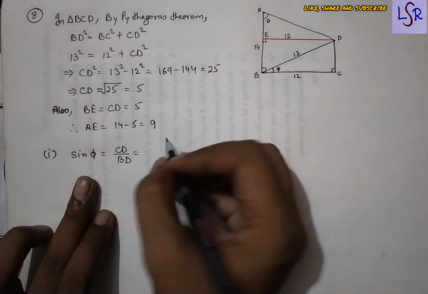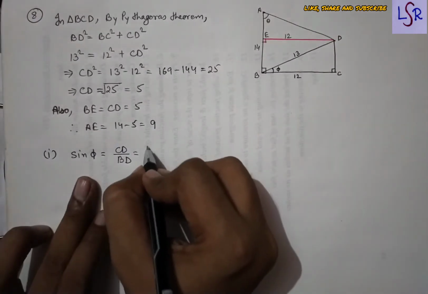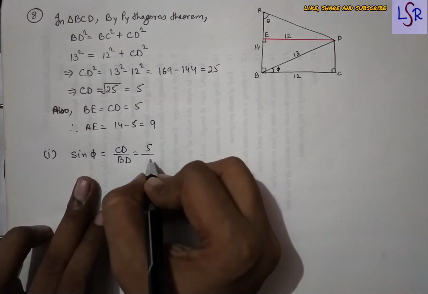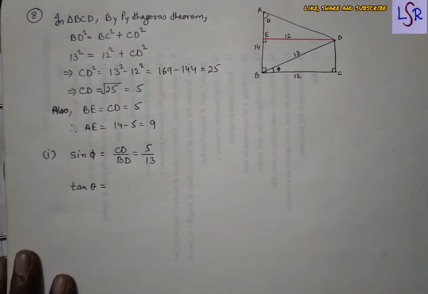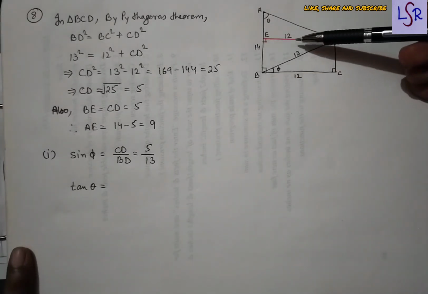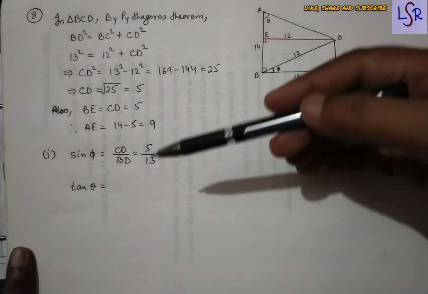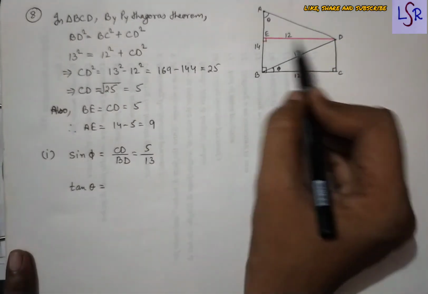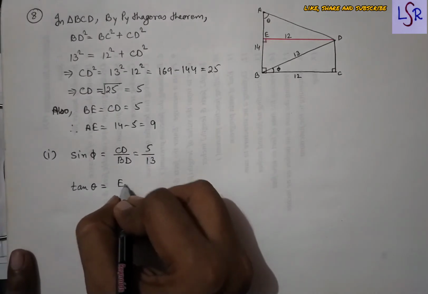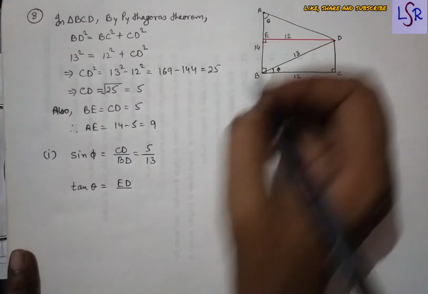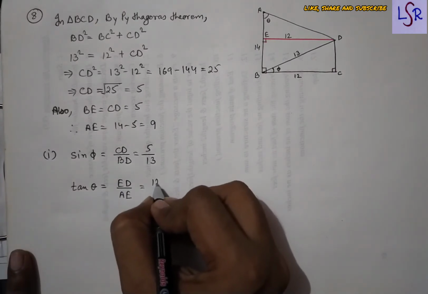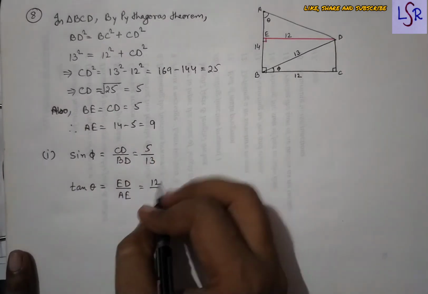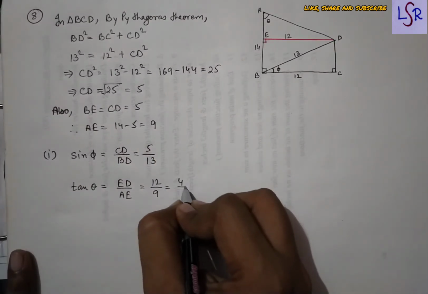CD we have just calculated as 5 and BD we are having 13. Then we have to find tan theta. For the theta, this one is perpendicular, this is base, and this one is hypotenuse. As the tan is perpendicular upon base, so it will be ED upon AE. That is 12 upon 9 equals to 4 upon 3.